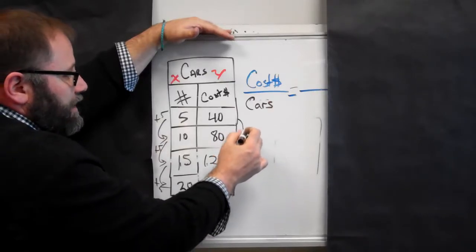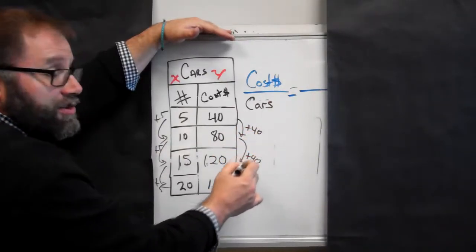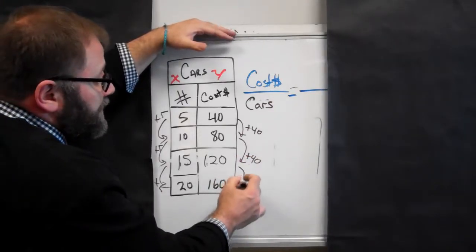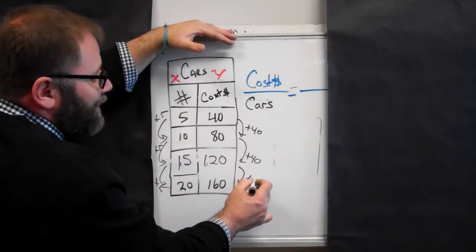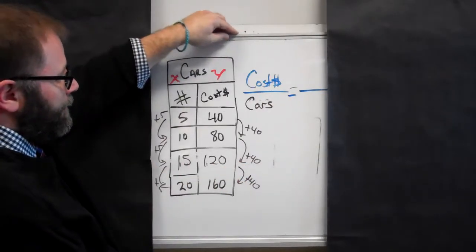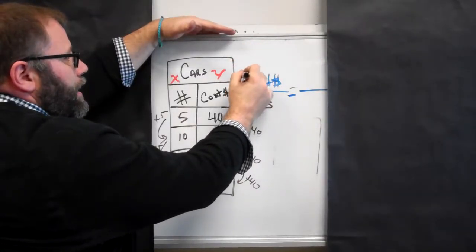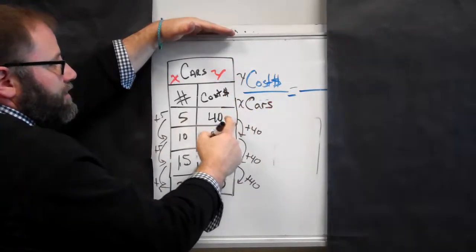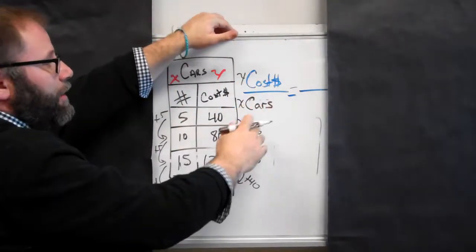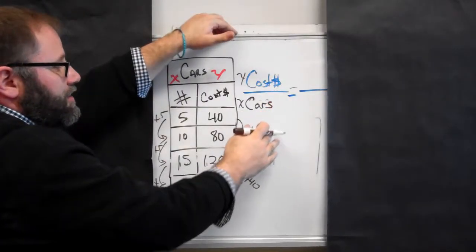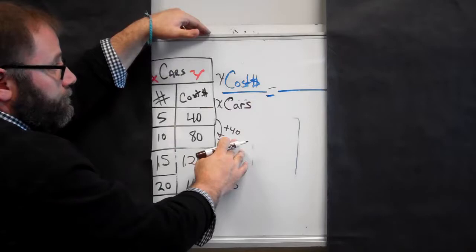40 becomes 80, that's plus 40. 80 becomes 120, that's plus 40. Are you seeing a pattern? 120 plus 40 is 160. So now we always want to put our change of y over our change of x. X then y in the alphabet, but then as we show them, we're going to show our y's over our x's. Our change in y here is $40.